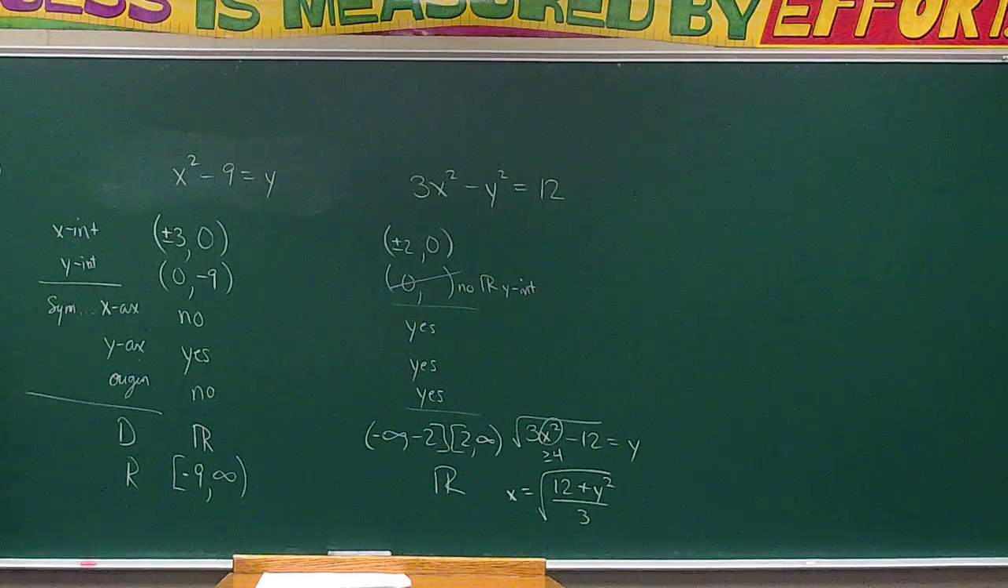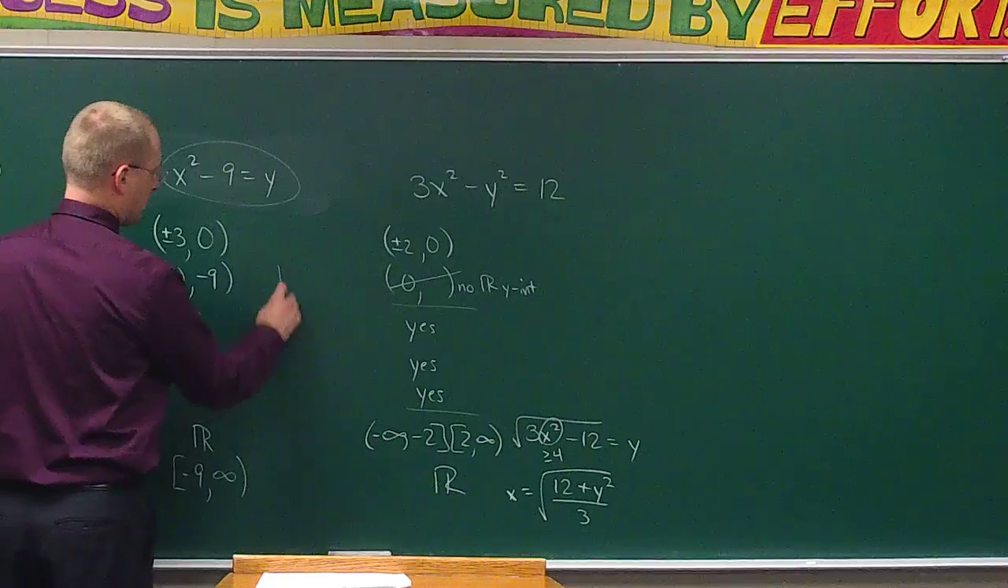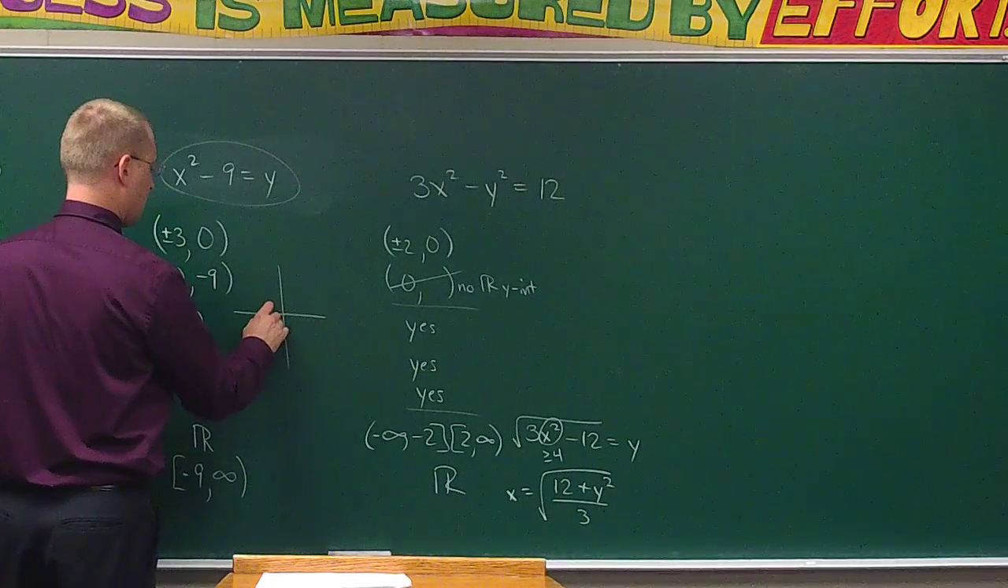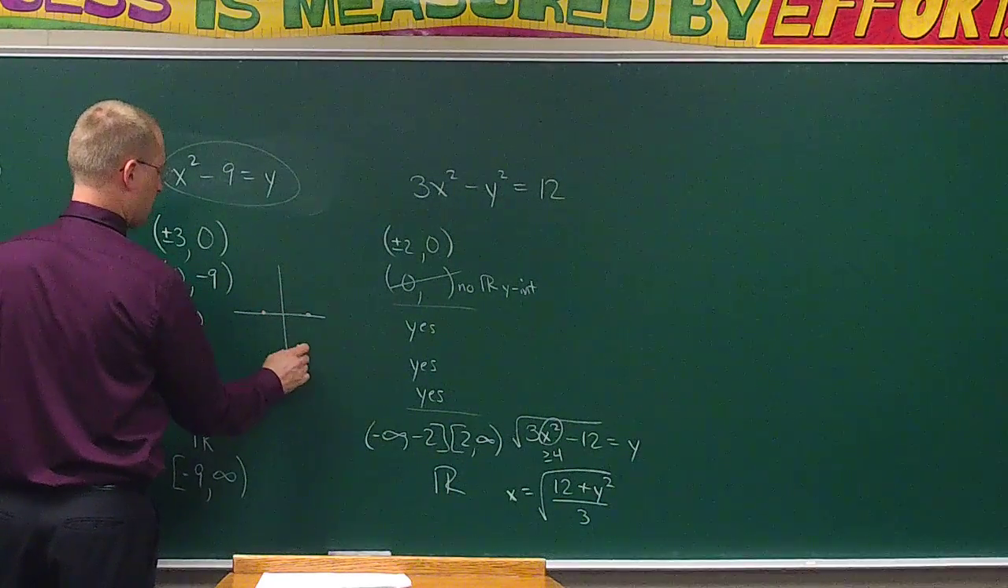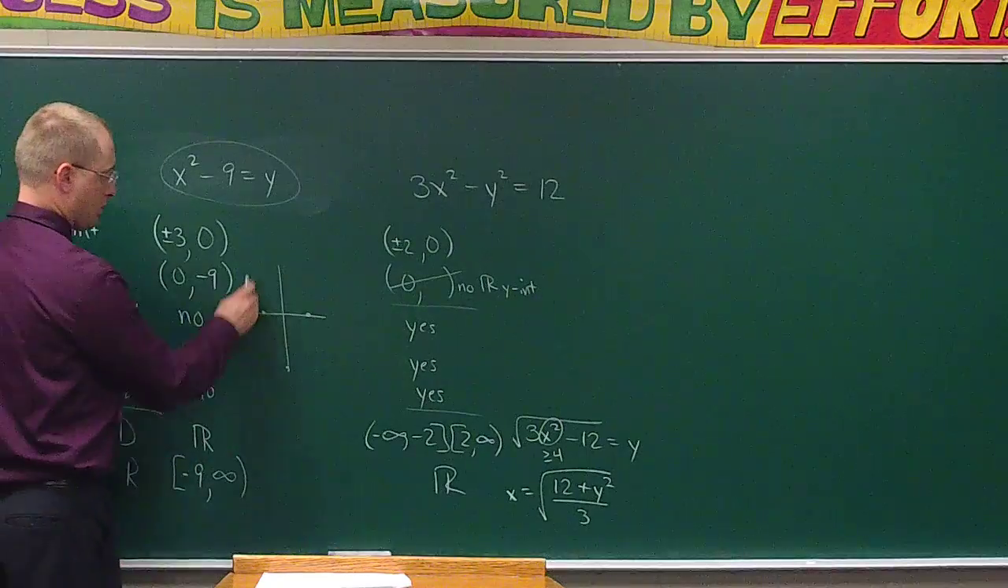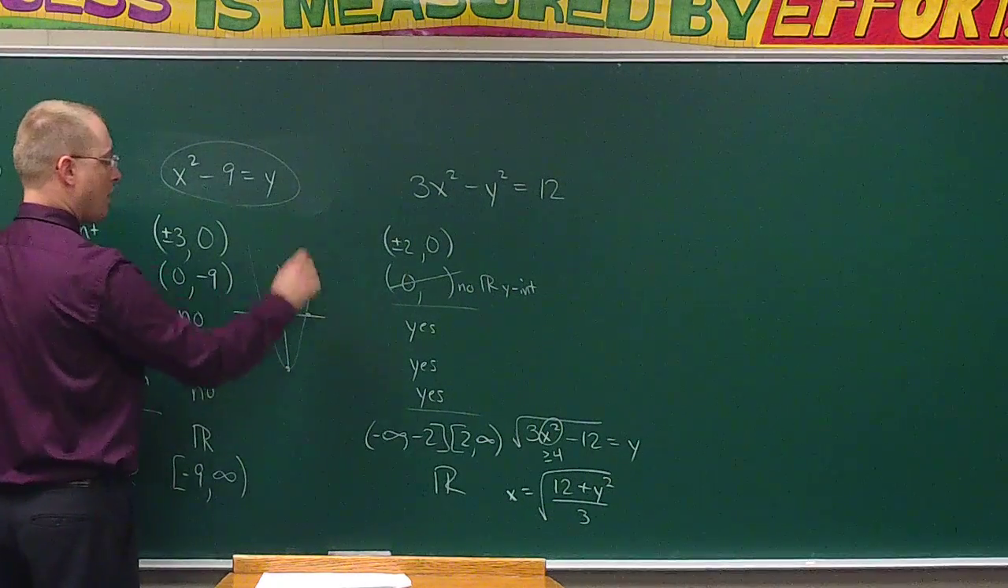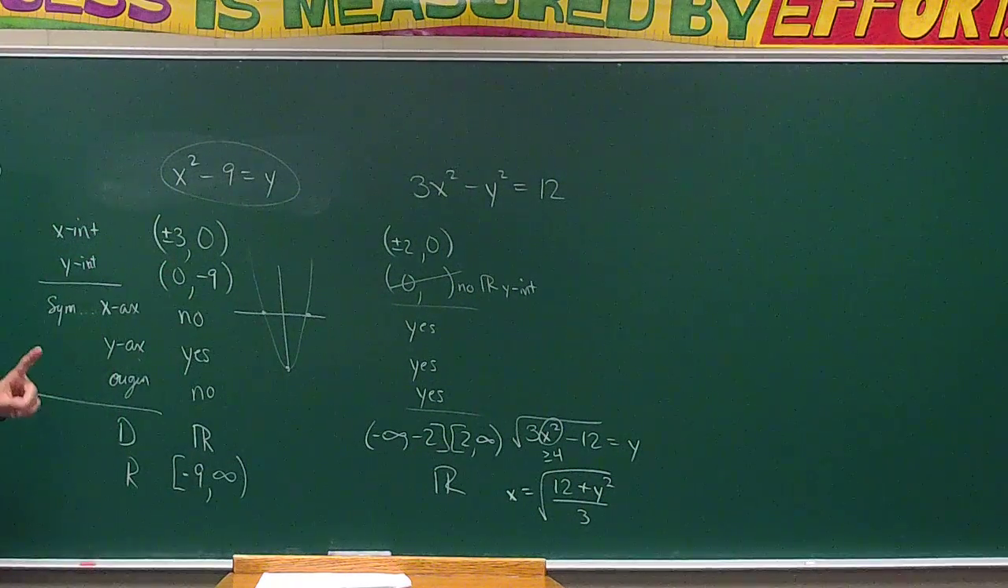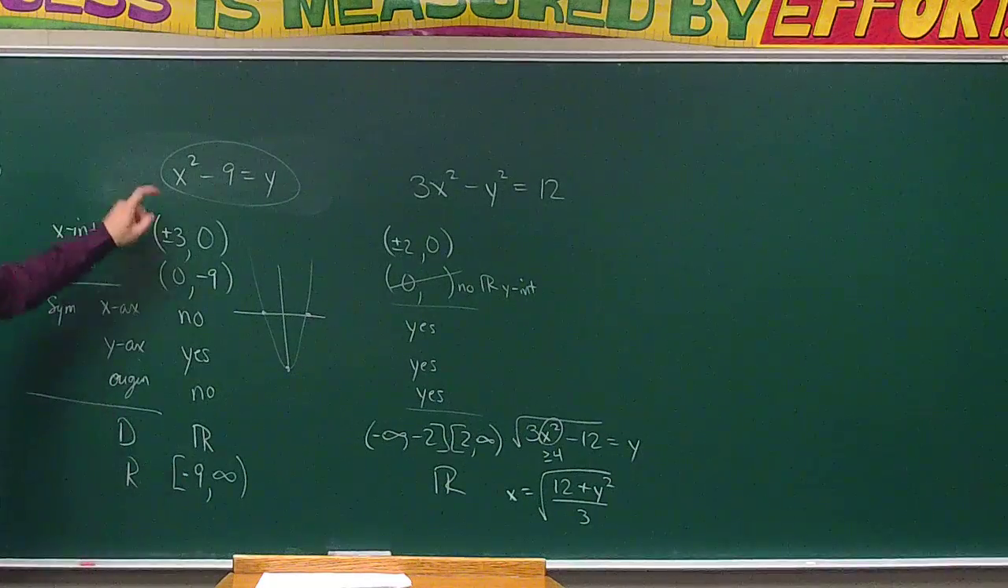Question, Quentin. What shape do I get right here? A hyperbola? No. x squared minus 9 equals y. That's a parabola. How should we be able to tell, even without doing the analysis, that I'm getting a parabola? The x is squared, y isn't. Right, one is squared, one isn't.